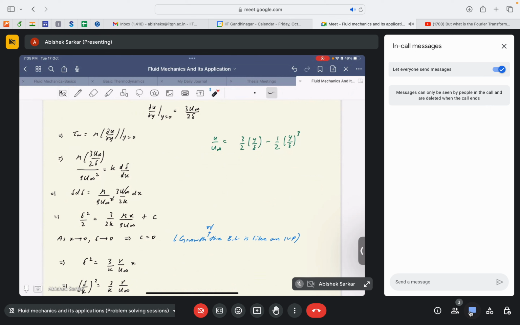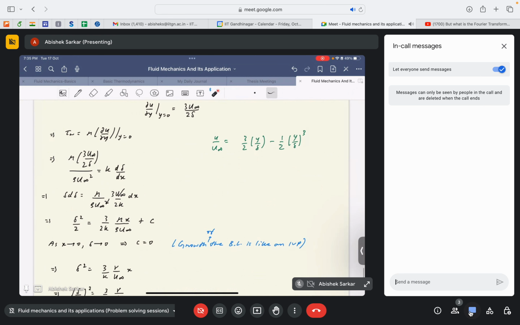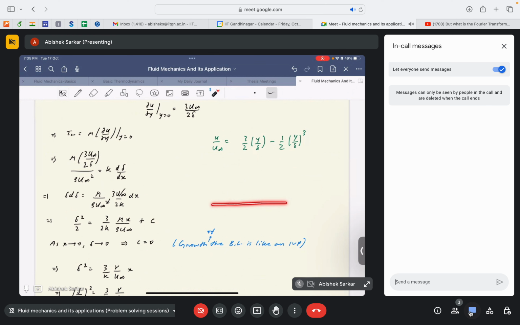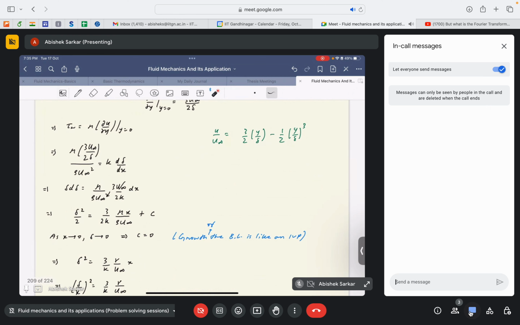So if we integrate it once, we get that delta square by 2 is equal to 3 by 2k into mu x by rho by u infinity plus c, and this constant can be evaluated by imposing the boundary condition again. At x equal to 0, delta is equal to 0. Why? Because we saw that for a flow over a flat plate, the form of the boundary layer is of this form. So the boundary thickness at x equal to 0 is 0, or you can say at x tends to 0, the boundary thickness tends to 0. Keeping that in mind, we get c equal to 0.